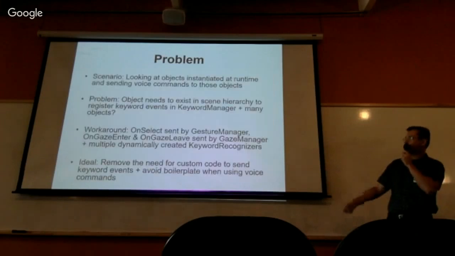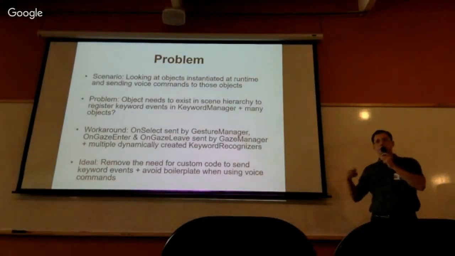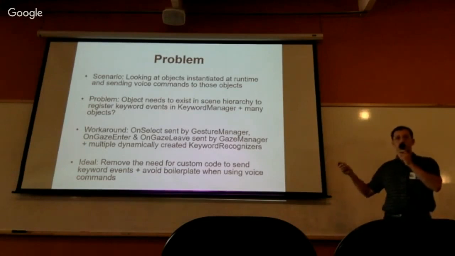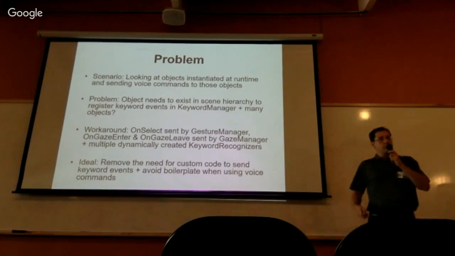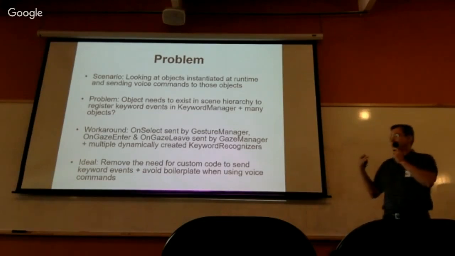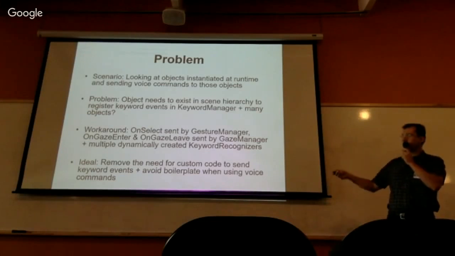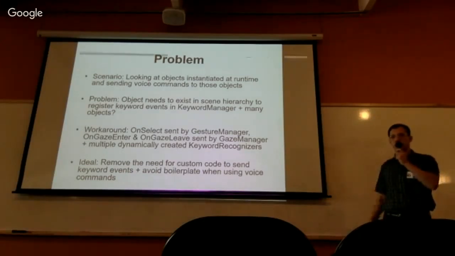So let me go back to this slide. Again, the problem is that the object would need to exist already in the scene hierarchy for you to wire it up in the Keyword Manager and write no code for you to send that event. A few HoloLens tutorials that I found talked about a couple of workarounds. You can handle the on select event, sent by gesture manager, and on gaze enter, on gaze leave events. For those of you familiar with the API, this would be the way to go.